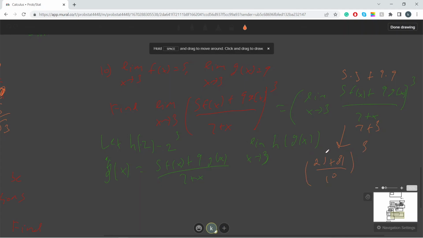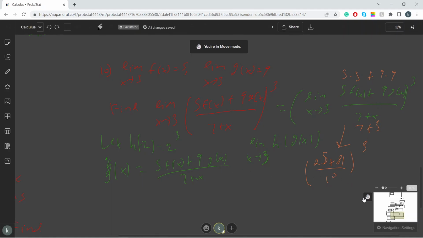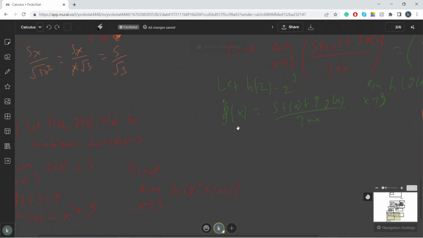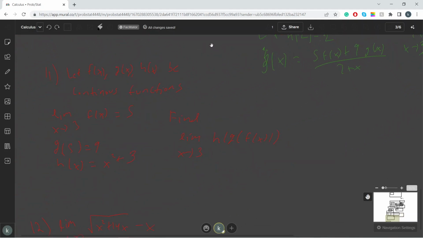You can put this in a calculator, but I just want to get to an expression where you can handle the rest. So this is how we solve problem number 10. It's pretty straightforward once you use the limit properties and proceed step by step. Okay, so we've solved problem 10. Next is problem number 11.